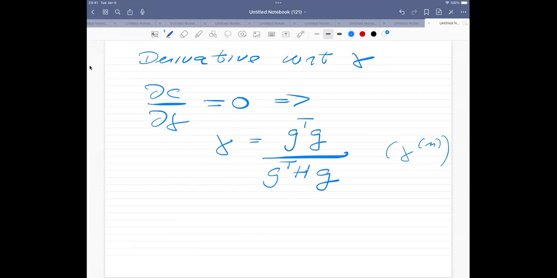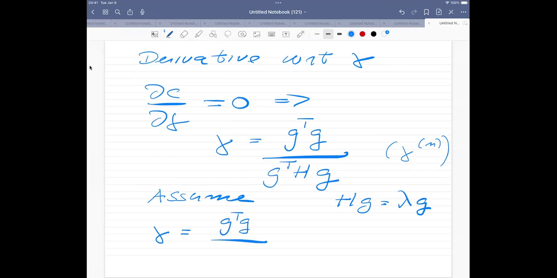But now we can make a simple assumption. This is just an assumption. We could assume that H times g is given by an eigenvalue, so g is an eigenvector of H. This is normally not the case, right? But let's assume that. If you do that, you will get a simpler answer, because then gamma is equal to g transpose times g, and then I have g times the eigenvalue times g. And that is simply 1 divided by the eigenvalue.